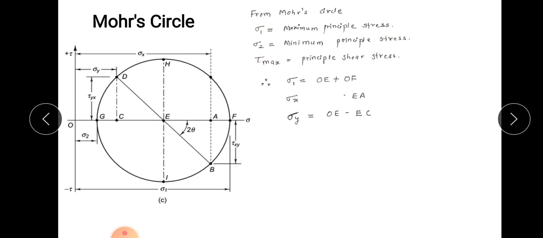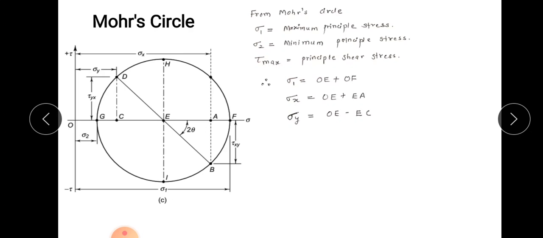Now we will use some basic geometrical concepts. If you look into this figure, on the horizontal axis, the sigma 1 is equal to OE plus EF. By mistake I have written here OE plus OF, but it is not OE plus OF, it is OE plus EF, that is sigma 1. Now if you want to derive sigma 1, you first have to find the equation for OE and the equation for EF.